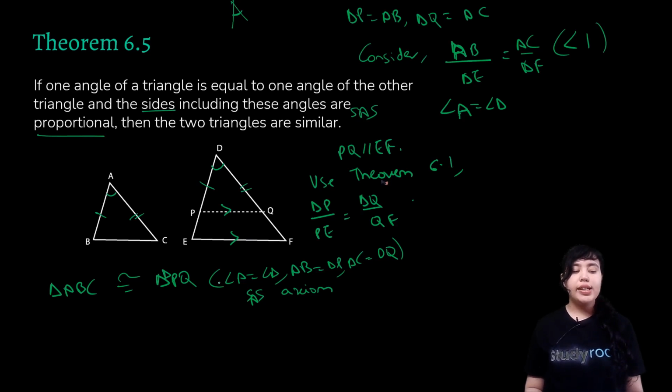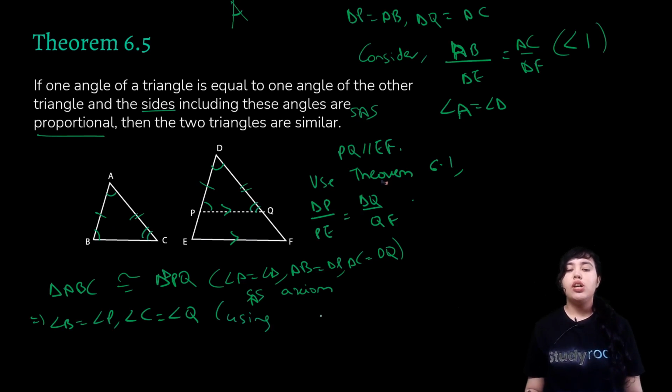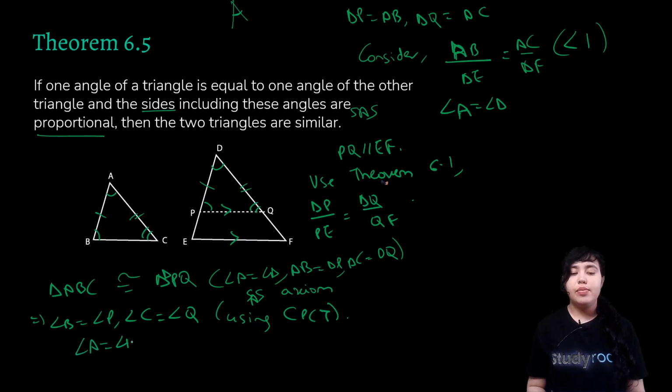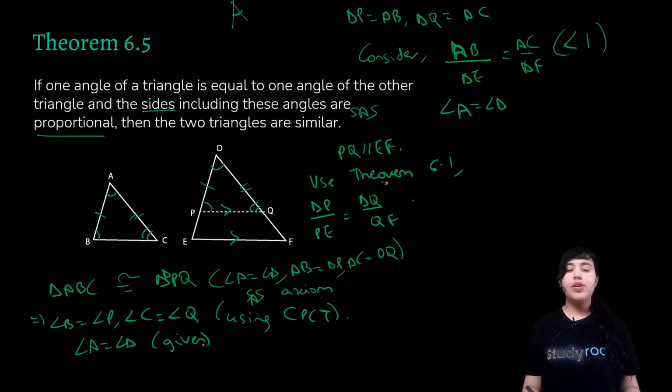So if these two triangles are congruent, I can say that angle B is equal to angle P and angle C is equal to angle Q. Alright, how am I saying this? I'm using CPCT, which is corresponding parts of congruent triangles. Okay, they are equal. So angle A and angle D, these two angles are already equal, which was in a way assumed by us or given to us.